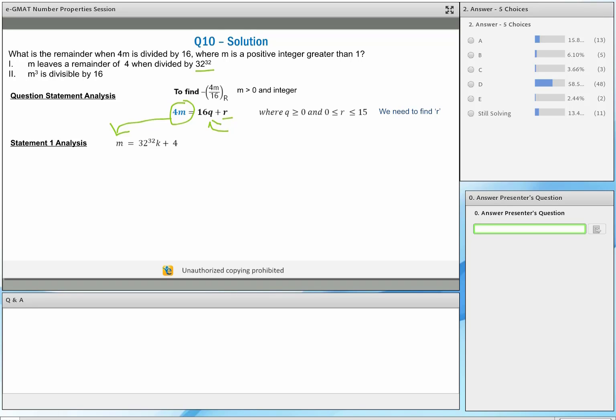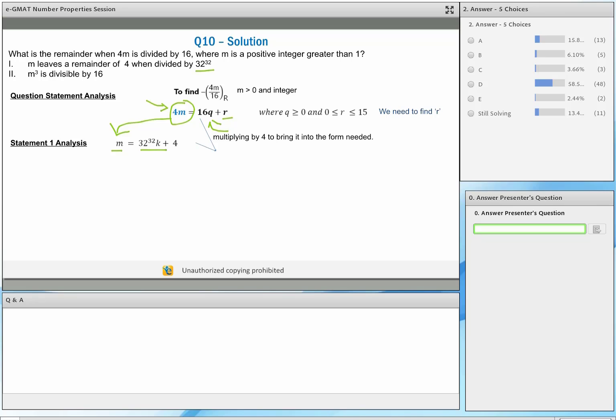So keeping that in mind, I have to multiply both sides by 4, and that's what I do. Why? Because this is what is given to me: m is equal to 32 raised to the power 32k plus 4. But I need 4m, right? That's what I need for my question statement. So that's what I do.